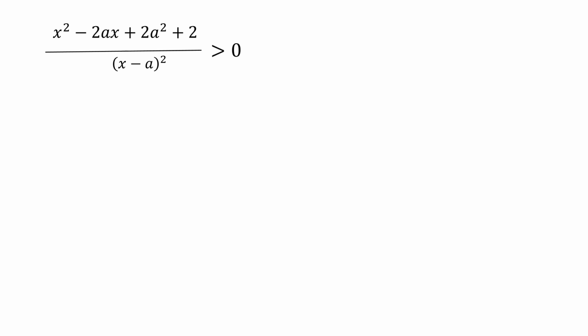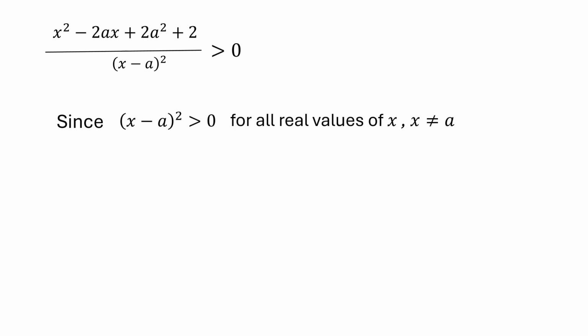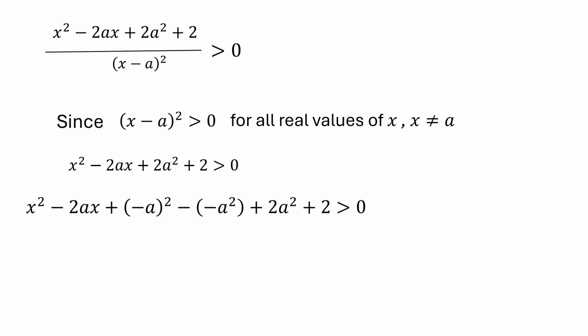Obviously the denominator cannot be equal to 0 because something divided by 0 is undefined. And if you look at the denominator, it's definitely more than 0 because you're squaring it. A squared value is always positive. So we explain it like that: since the bracket x minus a to the power of 2 is more than 0 for all real values of x except x equals a, as I explained just now, it cannot be 0, then the numerator must be positive, because in the end you want everything to be positive. Bottom positive, top also must be positive. Positive divided by positive is positive.